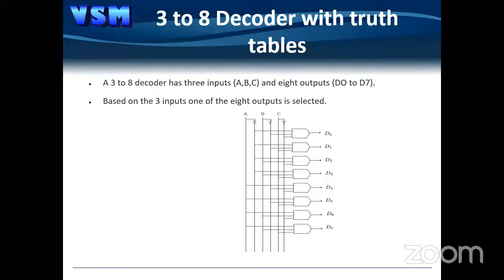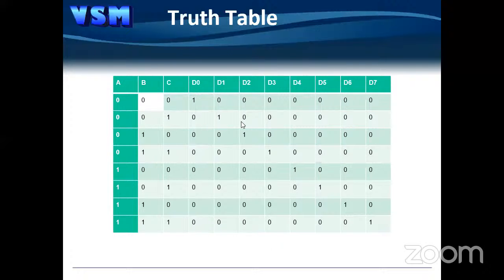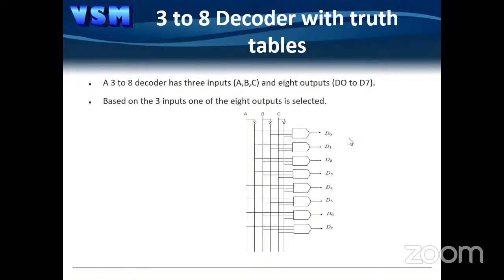So if you want to control 8 outputs with 3 inputs, you have to use this decoder circuit. Based on these 3 inputs, our 8 outputs will be selected. This is the truth table for that. First we will develop this 3 to 8 decoder, then we will go for the truth table explanation.